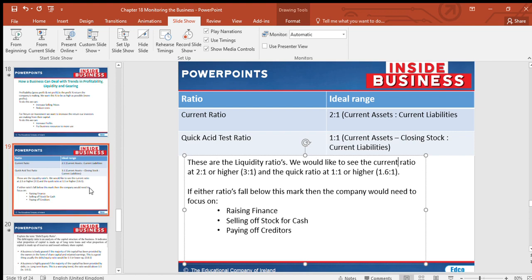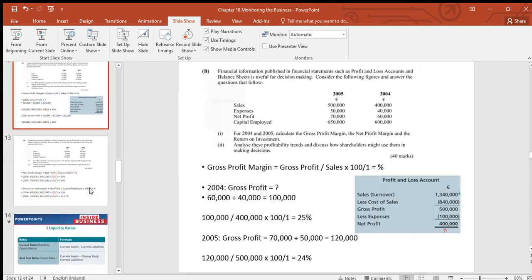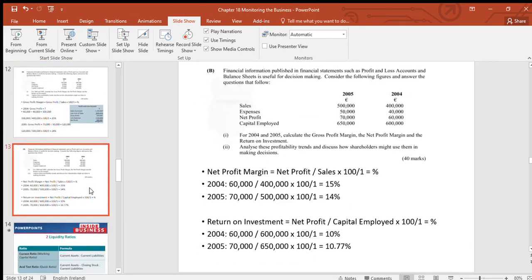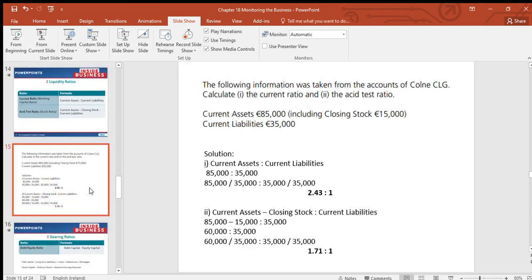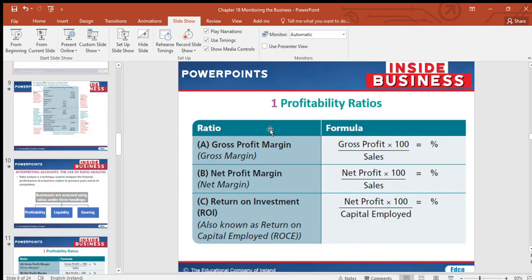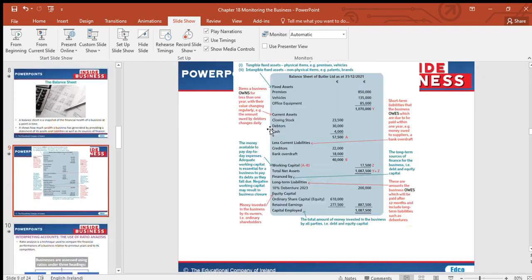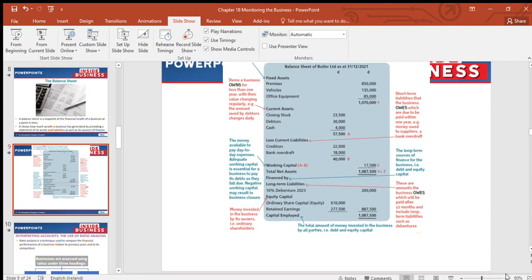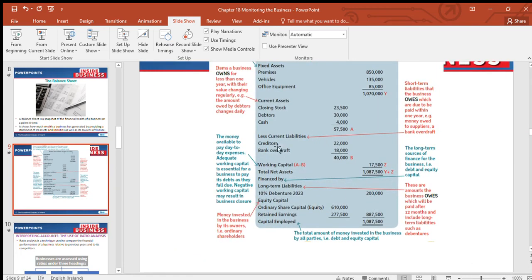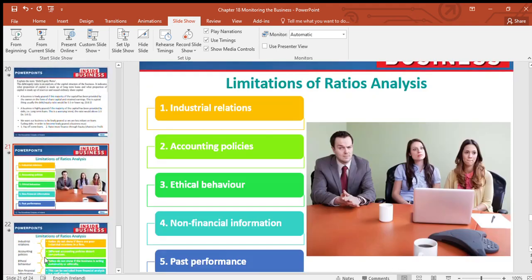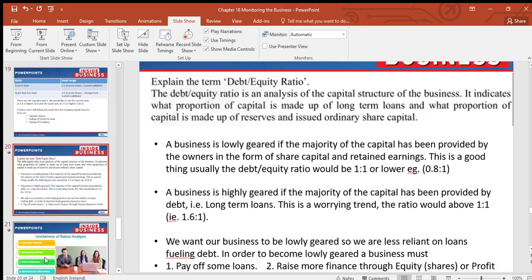Liquidity ratios, just to show our calculations for liquidity, were up. These were our formulas, and to calculate it here, we looked at our current assets, including closing stock, and our current liabilities. So our current liabilities being the part of the balance sheet here. I'll just zoom in, where we have our creditors and our bank overdraft. So obviously we want to reduce this by owing less money. That's my second slide. After that, I am looking here at my debt to equity ratio.